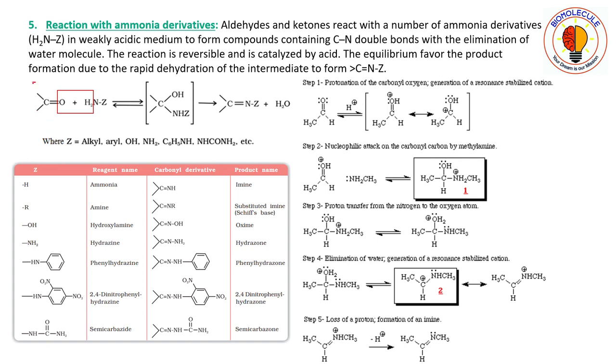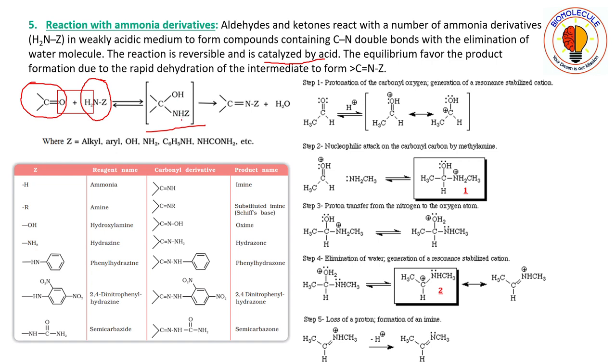So first, this one is the carbonyl compound, and adjacent to it is the ammonia derivative. So this will react first, in weakly acidic medium catalyzed by acid. This carbonyl oxygen will get protonated, then further nucleophilic addition of nitrogen to the carbonyl carbon will take place, giving you this intermediate.